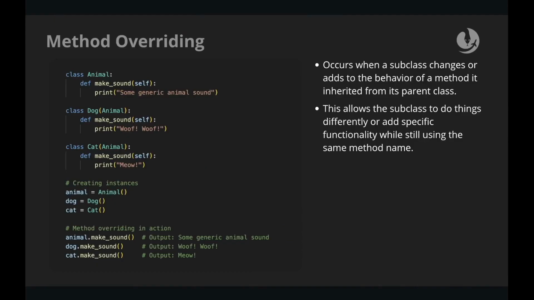All right, before we talk about polymorphism, let's catch a breath. Let's talk about method overriding. We've done this before. So what it is, it occurs when a subclass changes or adds to the behavior of a method it inherited from its parent class. And this allows the subclass to do things differently or add specific functionality while still using the same method name.